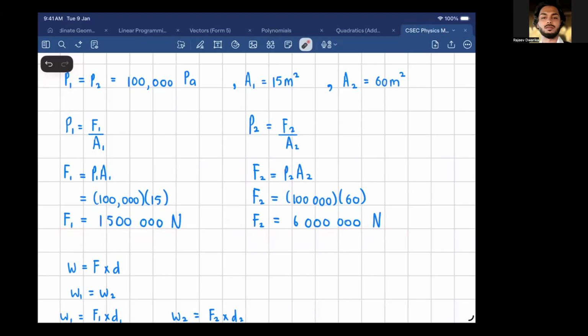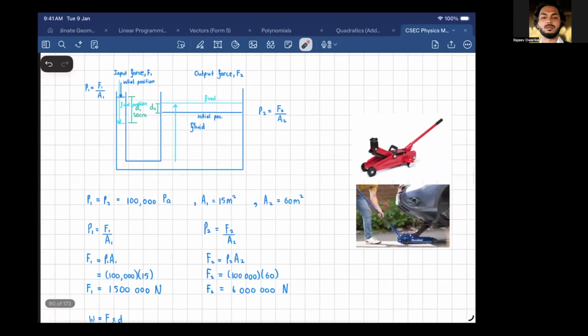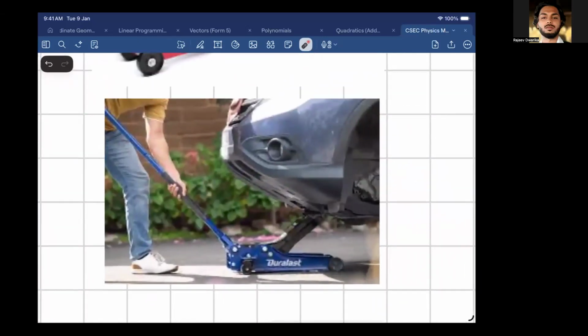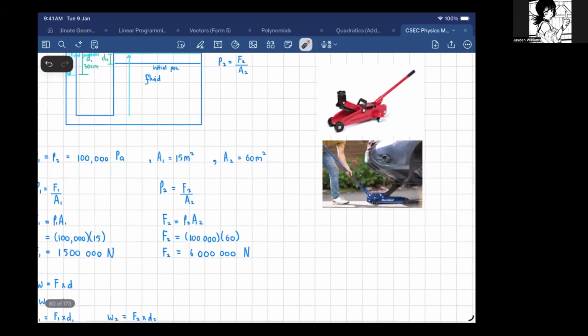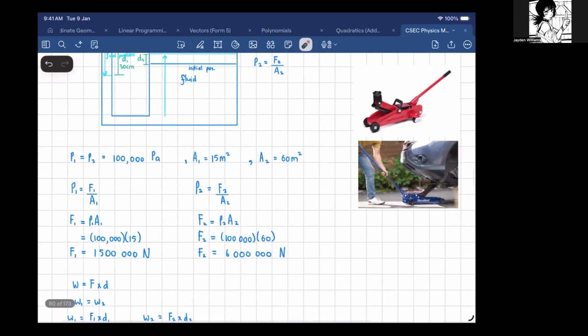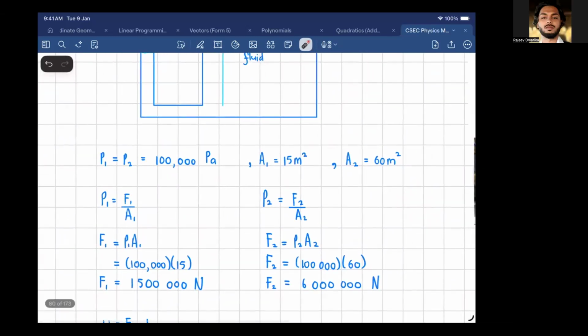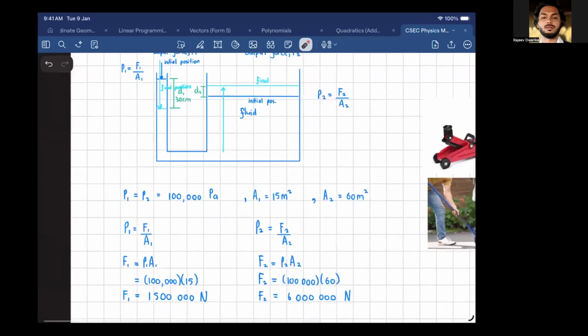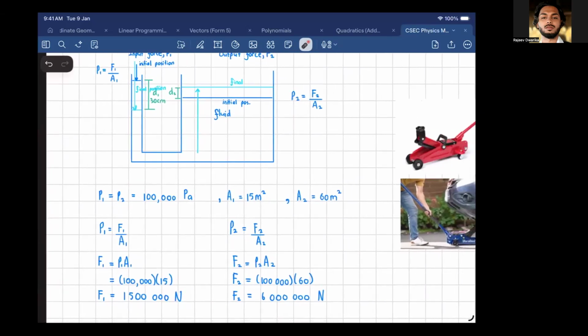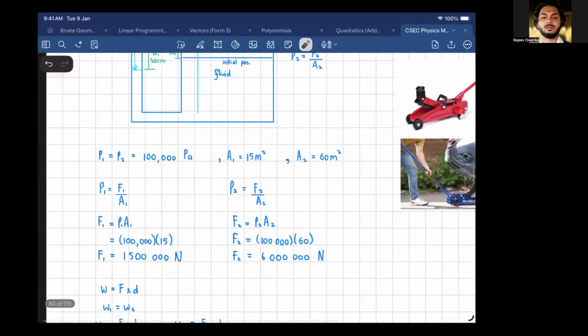So Jadon, this is really cool, right? Because we applied a lesser force and we got a greater force. Doesn't that ring a bell? Yes, it does. So we understand that part, right? Now we need to justify the distances. So let me show you how we're going to do that.